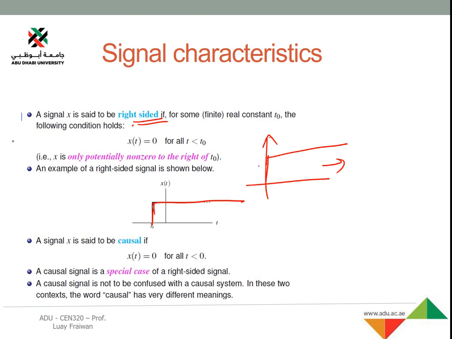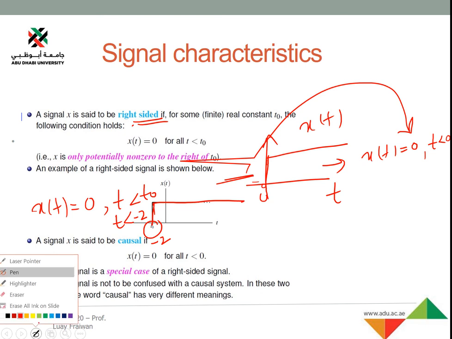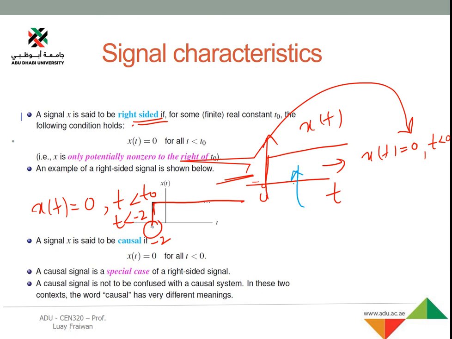Let's say this is x of t, this is 0 and this is t. My signal x of t is 0 for all times less than 0 here. In this region my signal is actually 0. I can write this in mathematical form: my signal is 0 for all times less than t naught, for example -2. For all times less than -2, my signal is 0. So this is called a right-sided signal. This is also called a unit step signal. We will see later on what the unit step signal is.